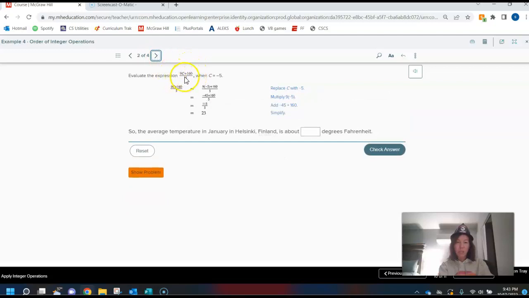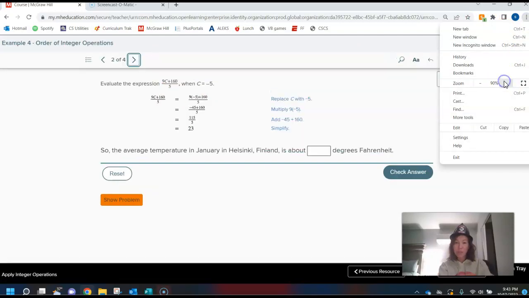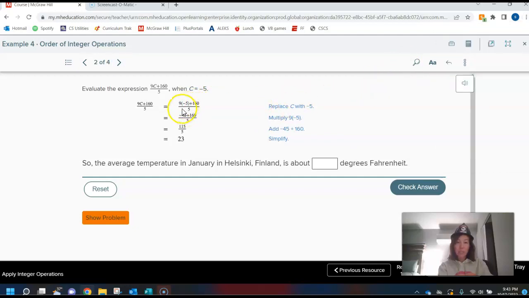So all we have to do in this expression is plug in -5 for c, and this is really small. Let me see if I can make this bigger for you guys. There we go. Okay, so we can plug in -5 for c right here. So it'll be 9 times -5 plus 160 divided by 5. Again, order of operations says let's multiply these two first. So 9 times -5, positive times negative, gives us -45. And then everything else we just copy along, plus 160 over 5. Just do one step at a time.